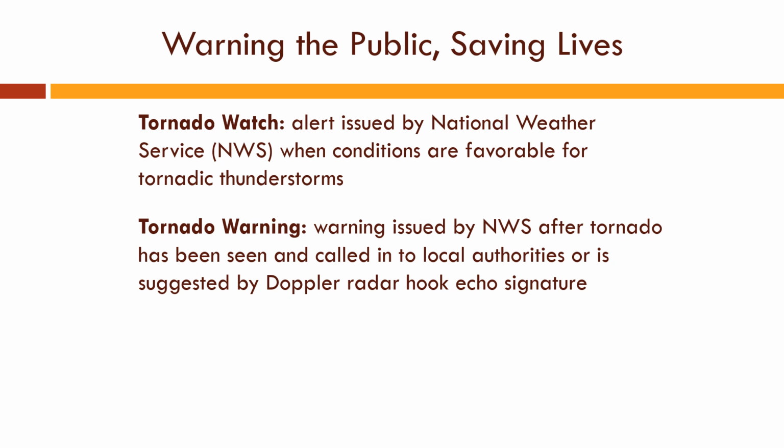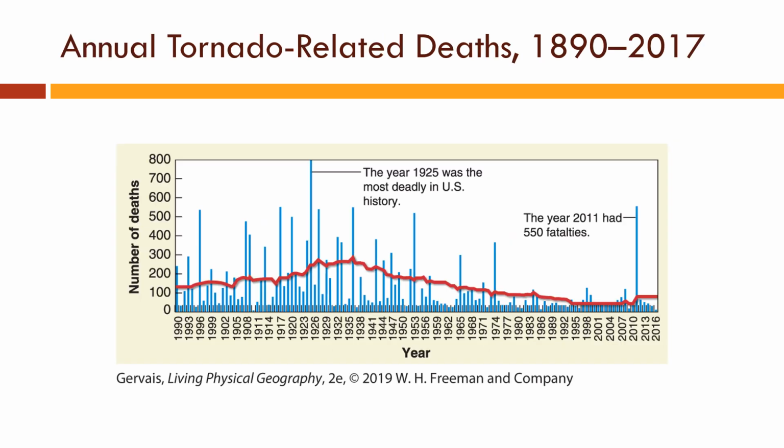Those tornado watches get sent out, and people know to be waiting for the next level, which is a tornado warning. This is also issued by the National Weather Service after a tornado has actually been seen and called into the authorities, or is suggested by a Doppler radar hook echo signature. What the heck is that? Let's find out. But first, a quick look at annual tornado-related deaths.